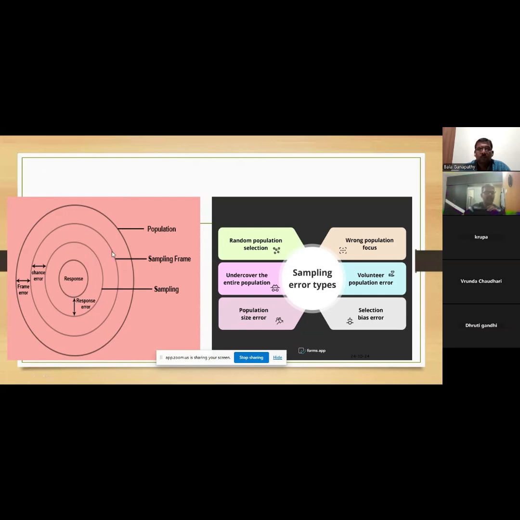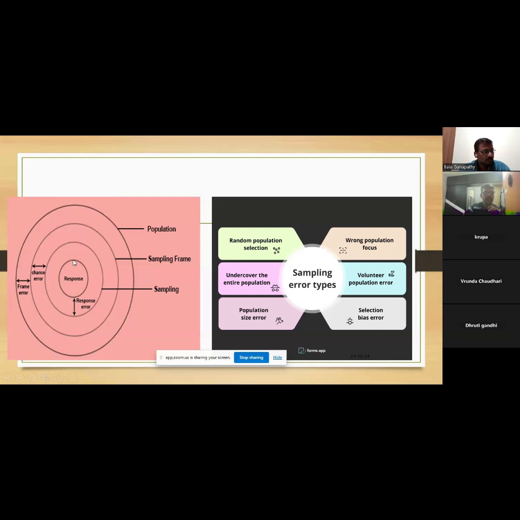Then once you keep the sampling frame properly, then you make the sample. In that, chance error, that is what you are supposed to avoid by randomization. You should not select on your own. If you don't use that, then chance error happens. Then if you go to the next round, that is called response error.